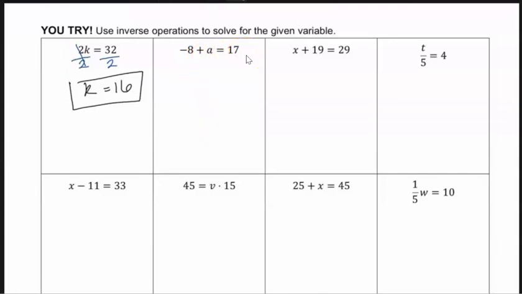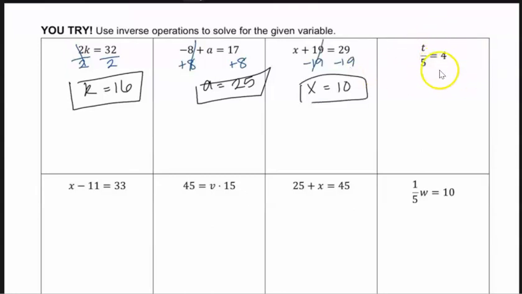Going on to the next one, we have negative 8 plus a equals 17. Well, I can cancel out a negative 8 with a positive 8. But I want to keep my equation balanced. Since I added 8 to the left, I must add 8 to the right side of the equal sign. Negative 8 plus 8 is 0, so that completely cancels out. I have a equals 17 plus 8, which will give me 25. So A equals 25. X plus 19 equals 29. Well, in this case, since I'm adding 19, I'm going to subtract 19 from both sides, which leaves me with x equals 10.